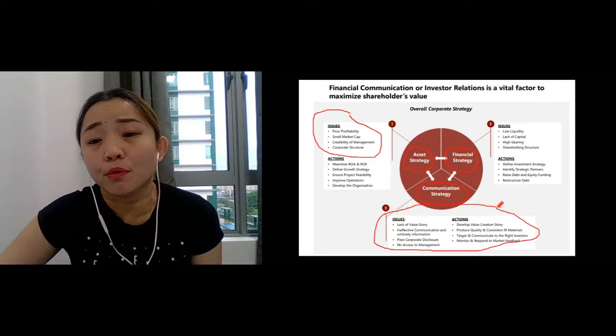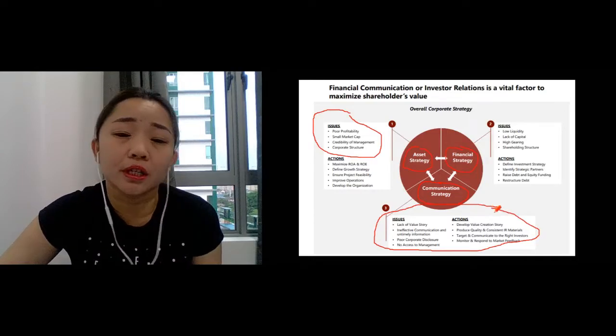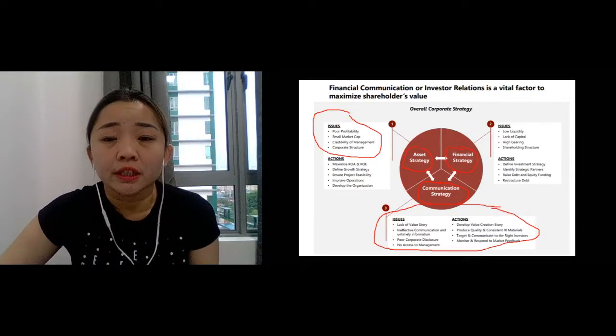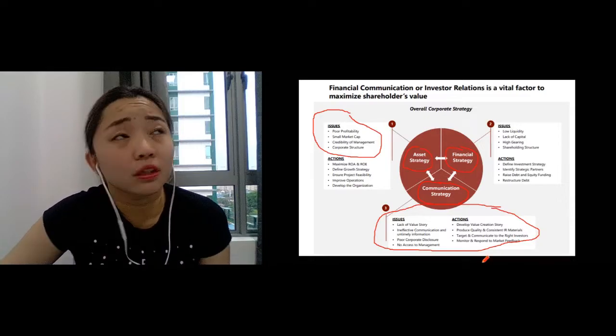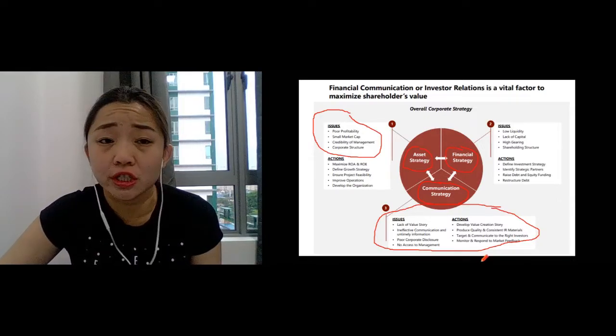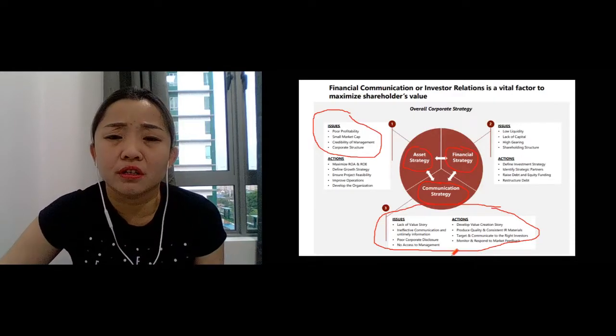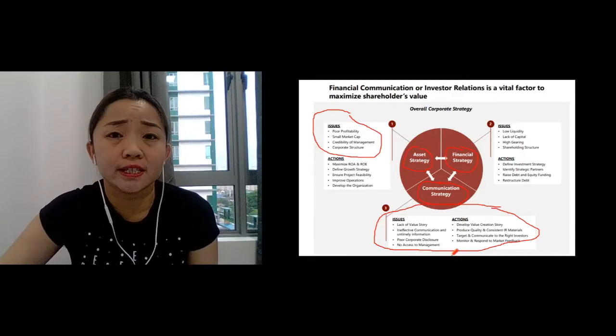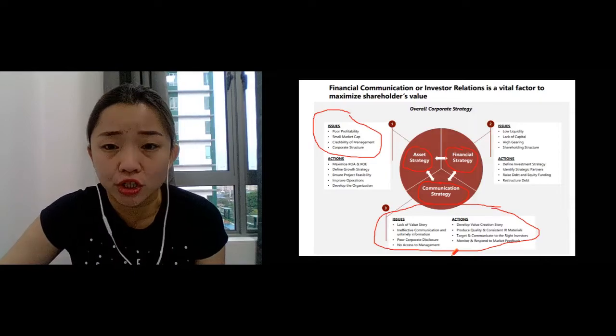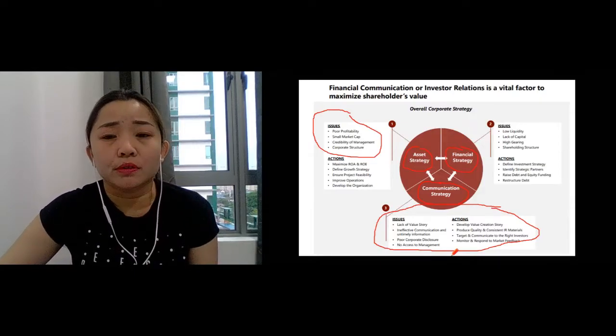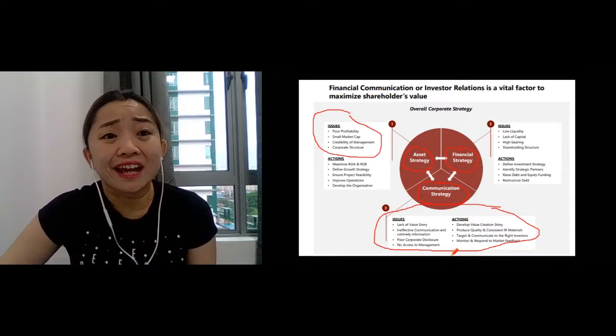I mean, that's the whole point why, under PR, we learn financial PR, okay? Because in a company, communication strategy is part of the corporate strategy, right? Now, what are some of the issues that you usually face when it comes to communication strategy? So, for example, communication wise, there's a lack of value story.